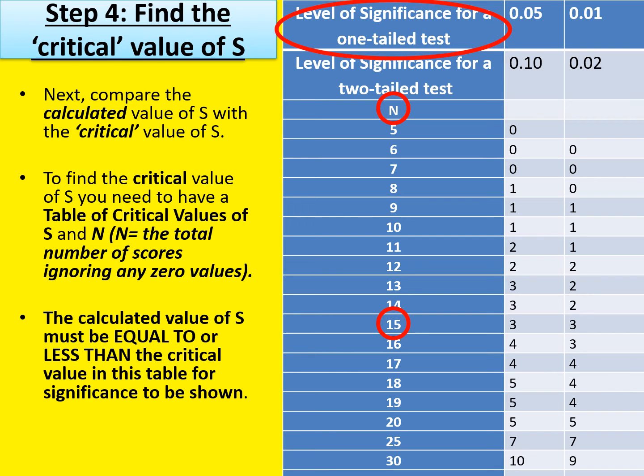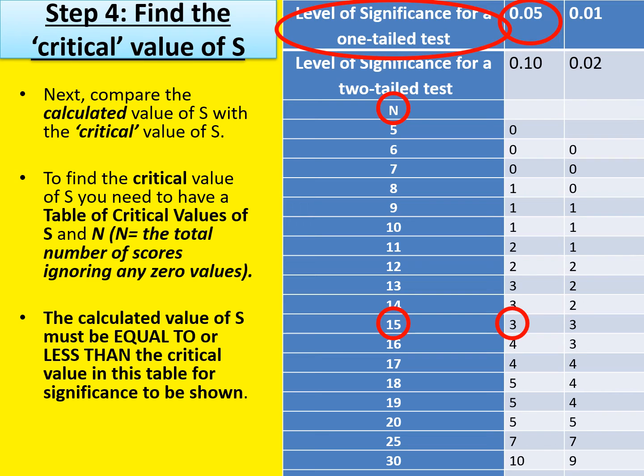The next thing you need to do is identify the probability level, and in psychology our go-to probability level is P is less than 0.05. Unless they tell you otherwise, that's where you go. So you can see here the 0.05 level. So that then gives you all of the information you need to select the critical value of S.